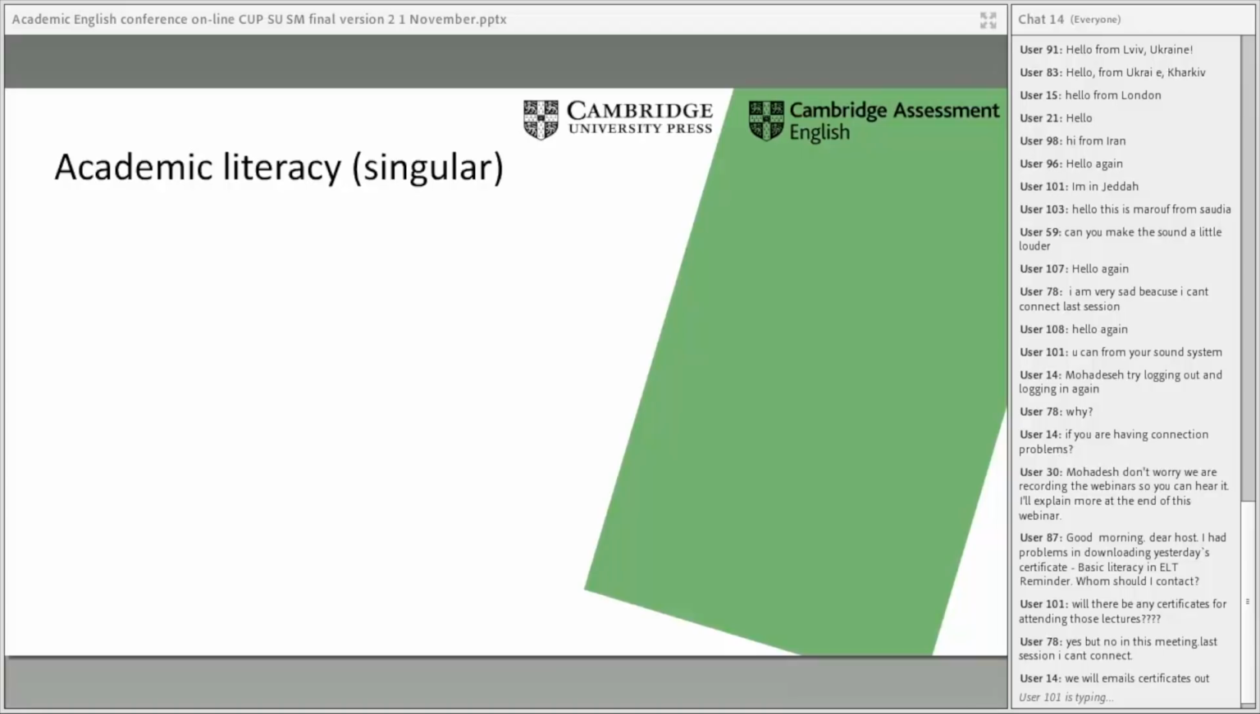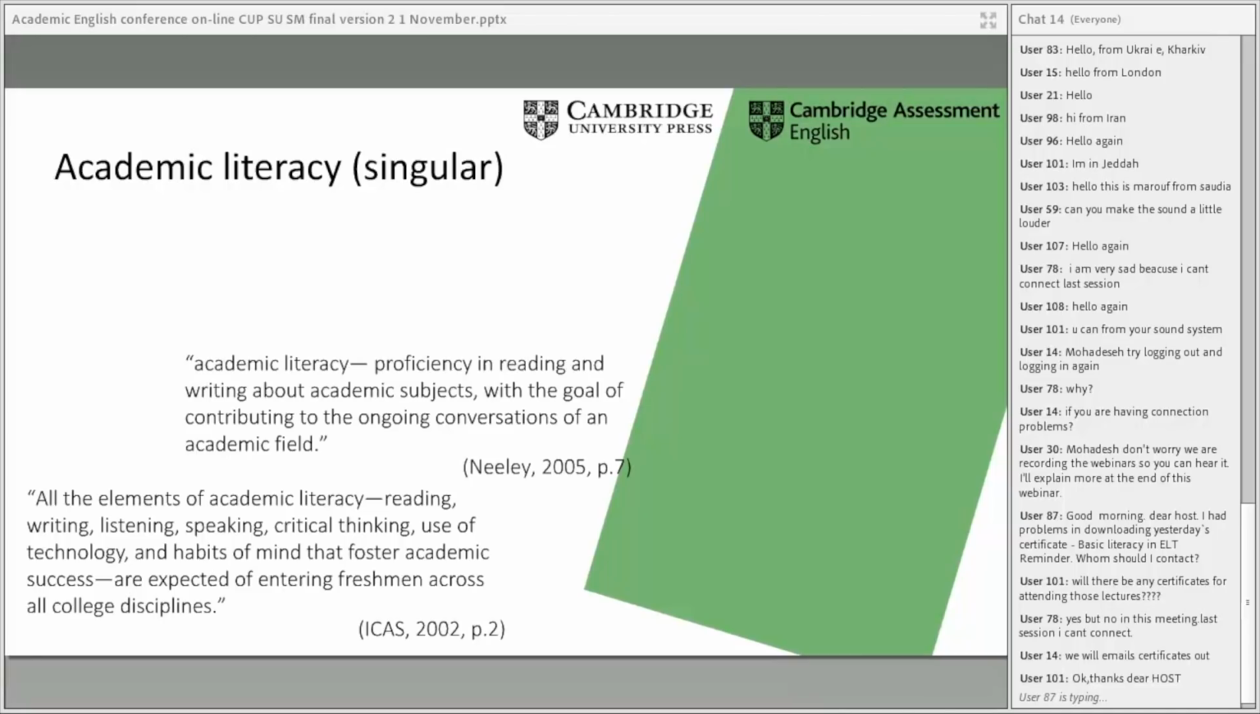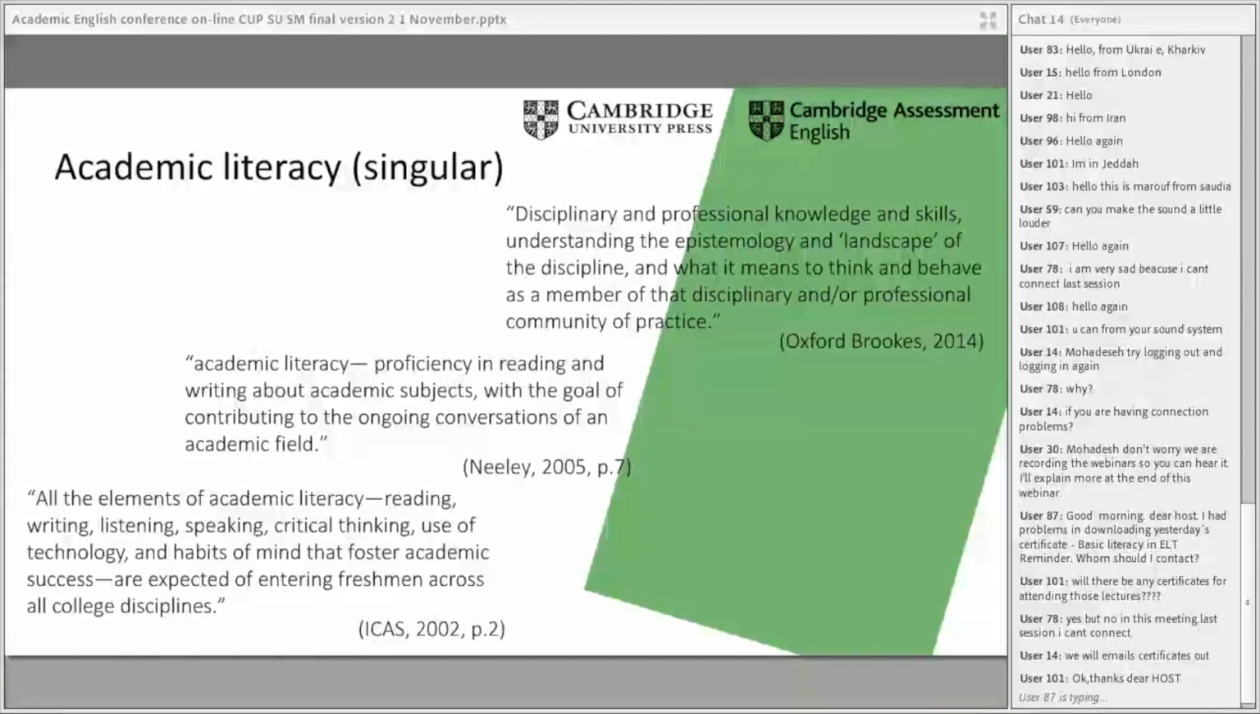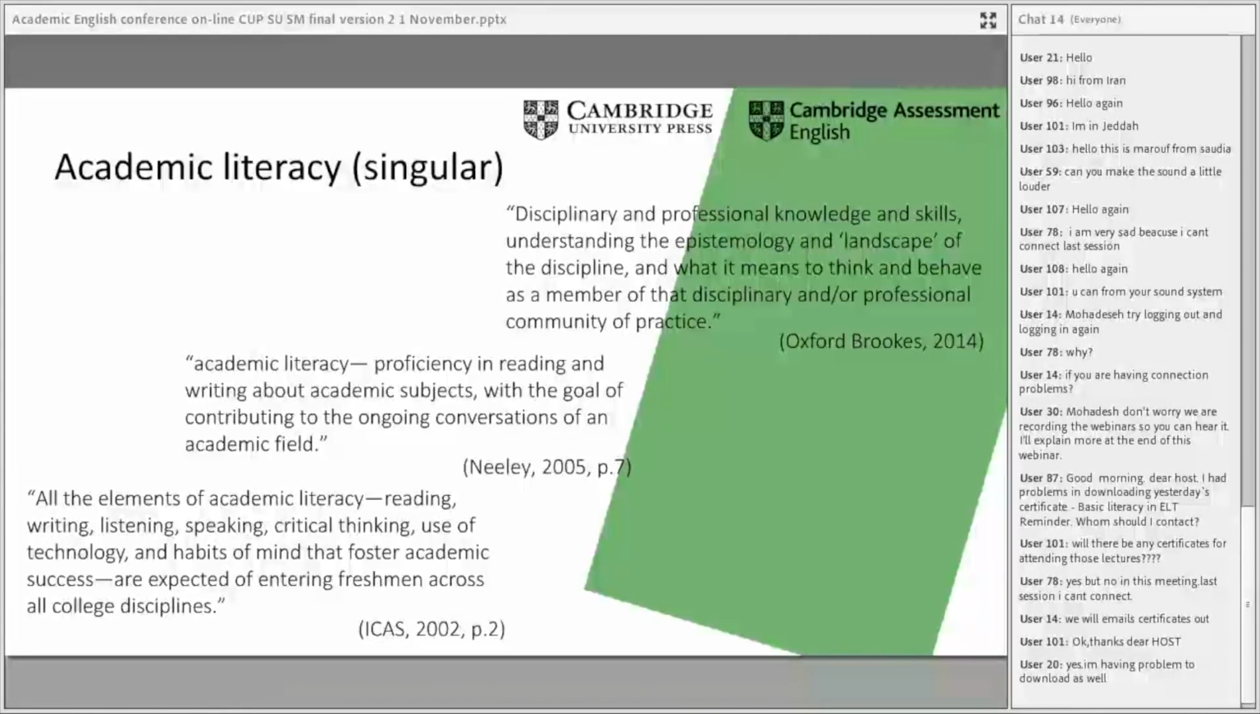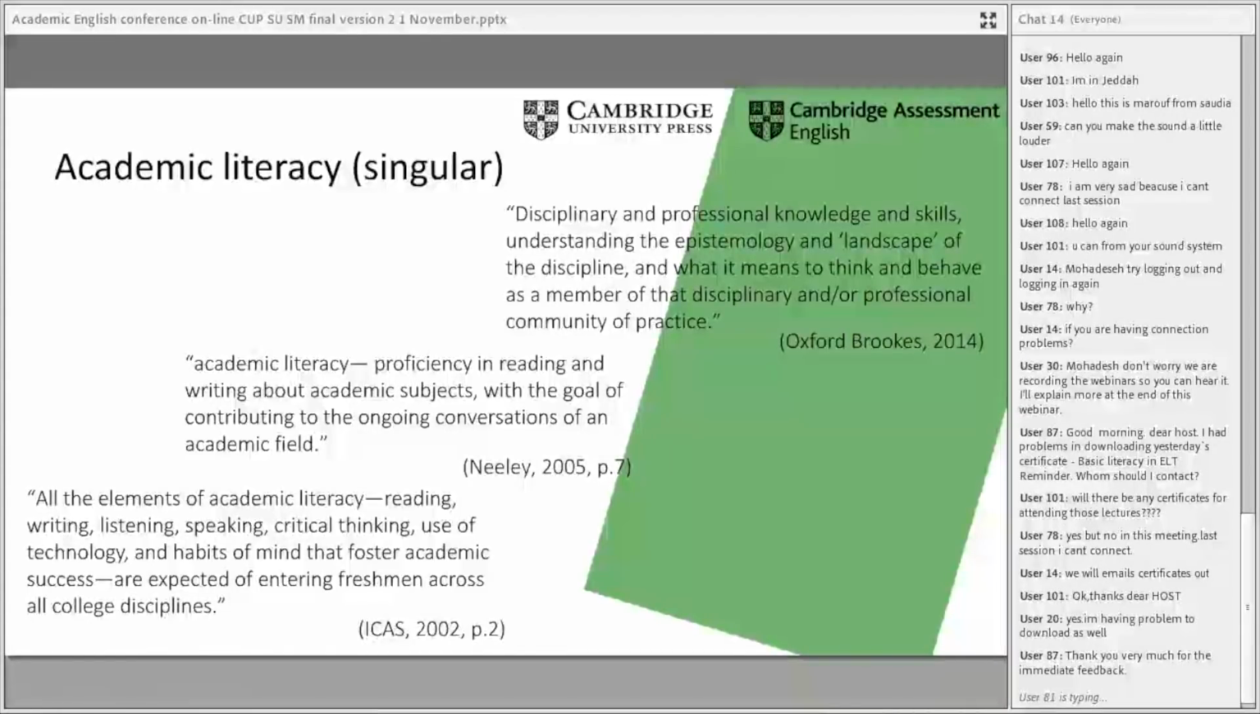So I'd like to consider how the concept of academic literacy is used to describe language skills in higher education contexts. If we look here at these three examples, they are quotations that people have given from different academic institutions of what academic literacy means to them. As we can see, there's no universal agreement here, but understandings of academic literacy can be placed onto a continuum. At one end, we have the skills-based approaches, which conceptualize academic literacy as a set of skills: reading, writing, listening, speaking, critical thinking, and also use of technology.